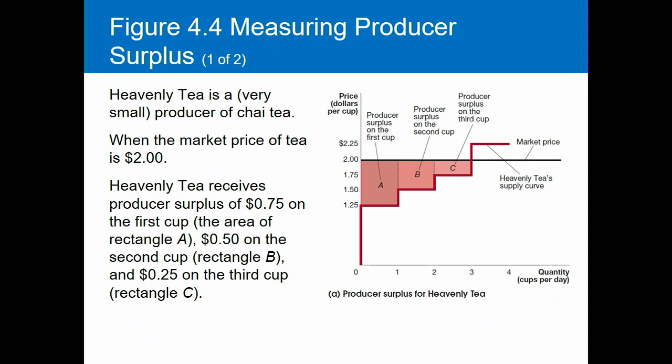So the second cup, marginal cost is $1.50. The difference between $2 and $1.50, 50 cents, is your producer surplus. And 25 cents for the third unit. In the fourth unit, the marginal cost is $2.25. But the price that Heavenly Tea would receive for this final cup of tea is only $2. So they're not going to be willing to produce this last unit.